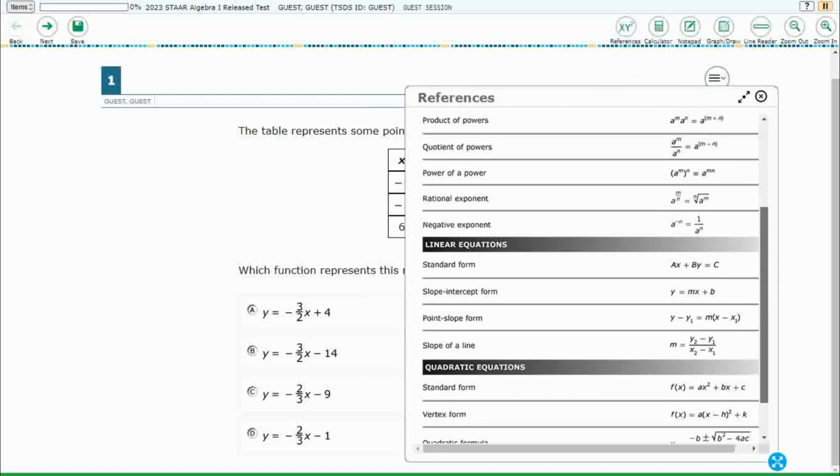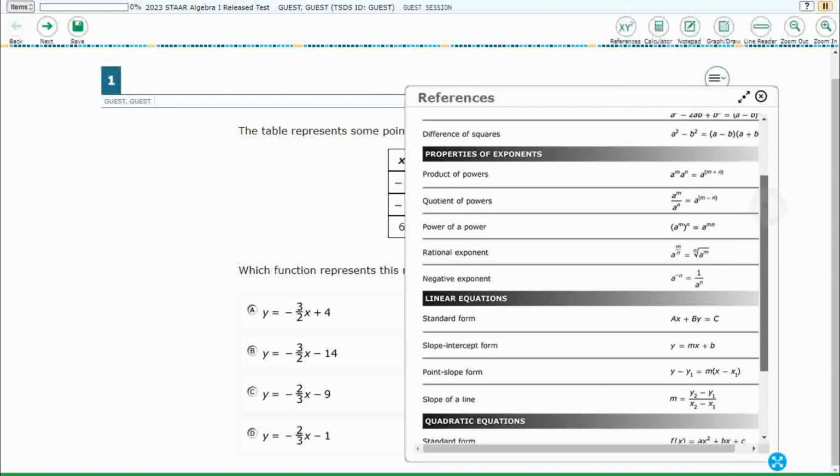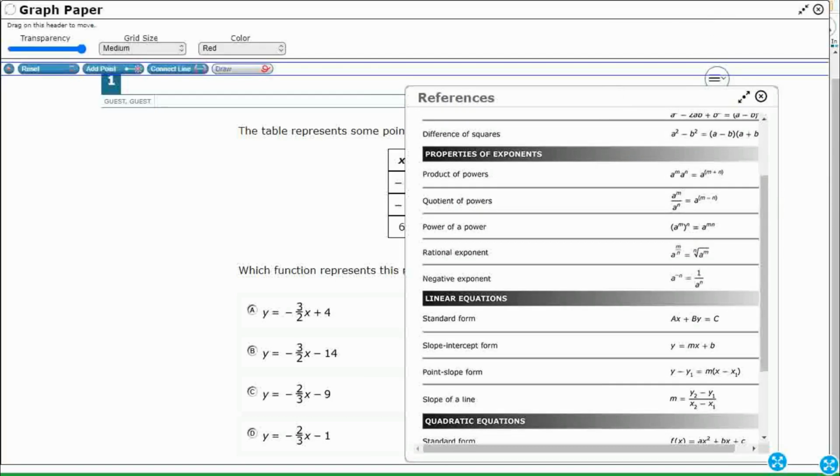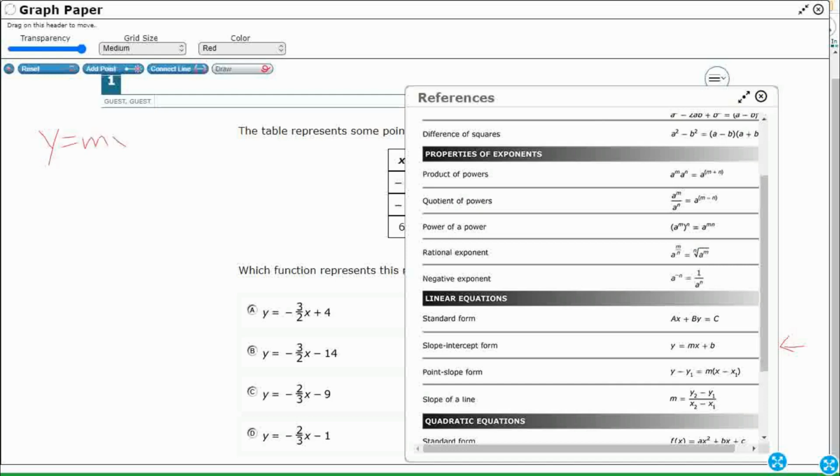Hopefully we're noticing that if we look at that linear equation section, and I'll also open up my graph draw feature here, all of our answers are in slope-intercept form, y equals mx plus b. So that's what we want our answer to look like, because there's our y, there's our m, and there's our b on all of these.